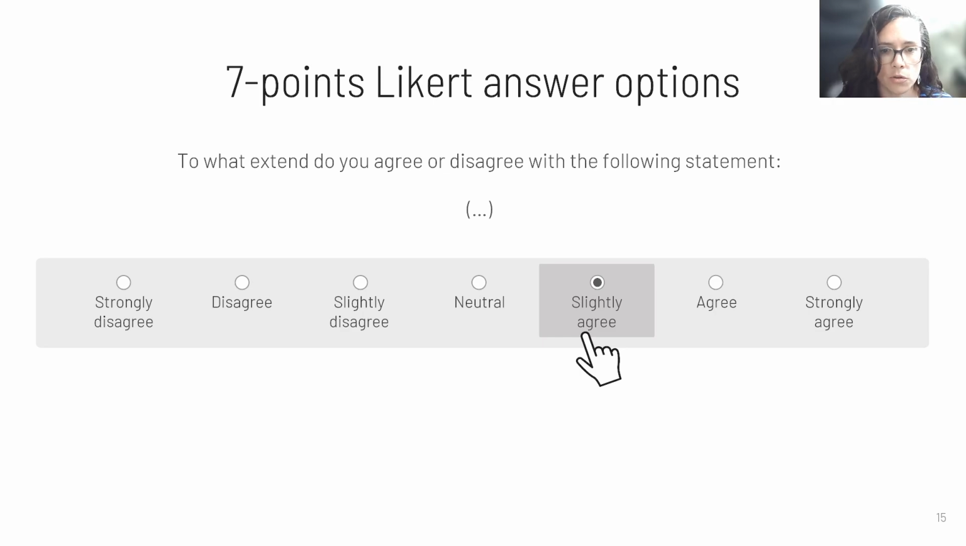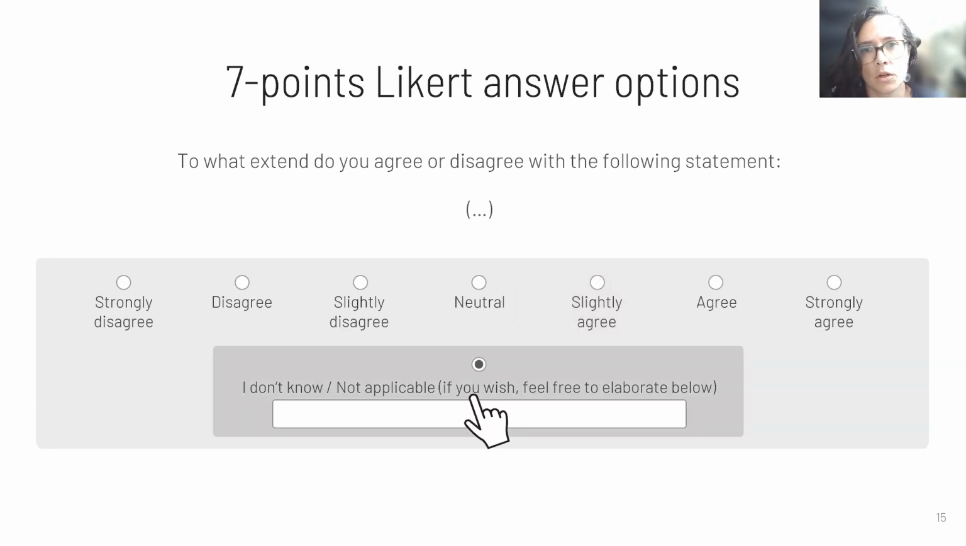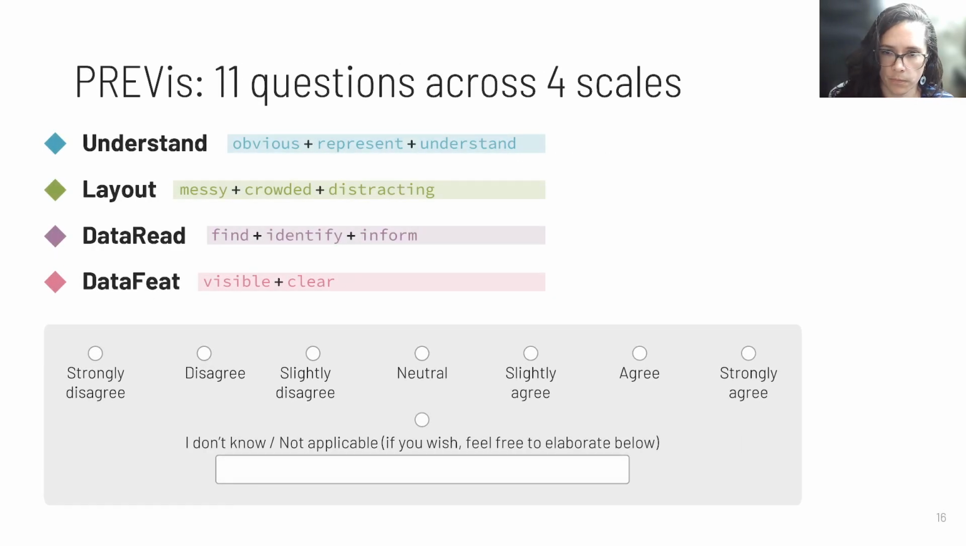Whenever possible, also consider using an I don't know, not applicable option, with optional free text fields. In our studies, we had less than 2% NA answers, but they yielded precious qualitative comments. And it allows people not to fall back on the middle point when they don't know what to answer. So, PREVis, the questionnaire is 11 questions across 4 groups. Each group can be considered a reliable psychological scale. A scale in psychology is a unidimensional measuring tool with validated psychometric properties.